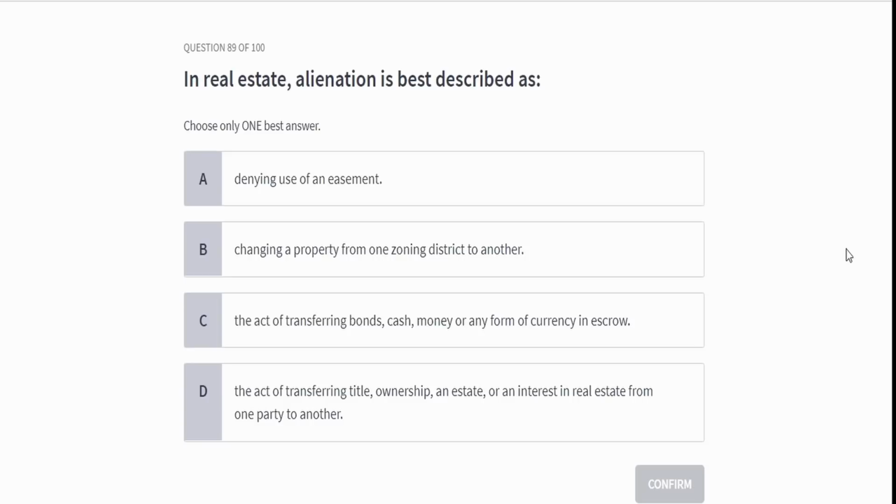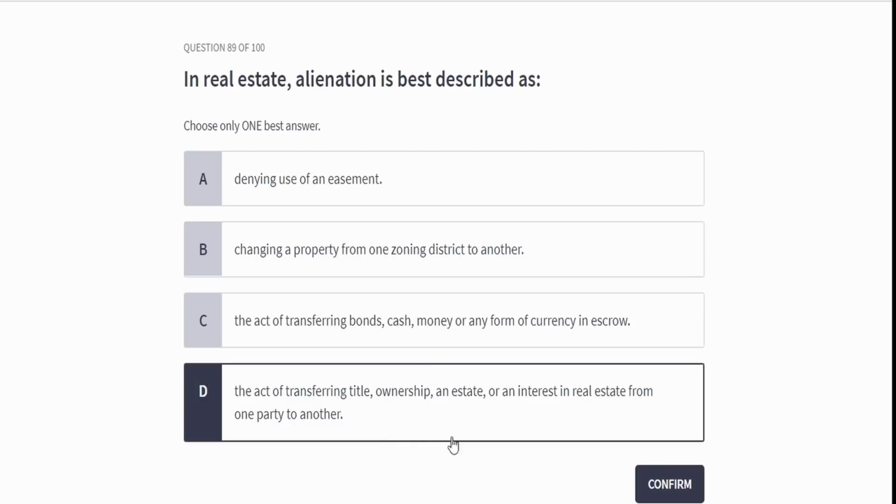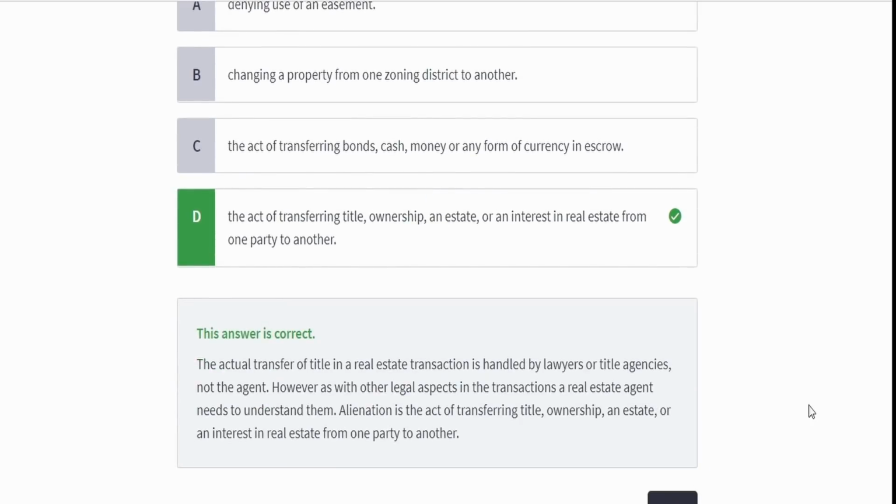Okay, so in real estate, alienation, what is that best described as? Well, the answer is going to be D. It's the act of transferring title, ownership of an estate, or an interest in real estate from one party to another. The actual transfer of title in real estate is handled by lawyers or title agencies, not a real estate agent. However, as with other legal aspects of transactions, soon-to-be agents need to understand them. So alienation is the act of transferring title, ownership, an estate, or an interest in real estate from one party to another. So be familiar with that.